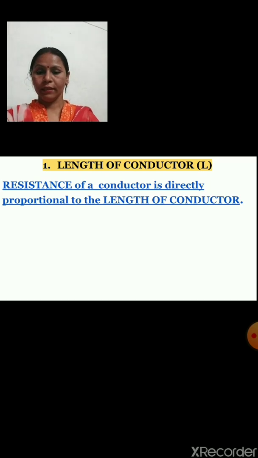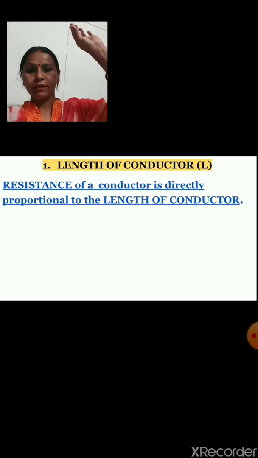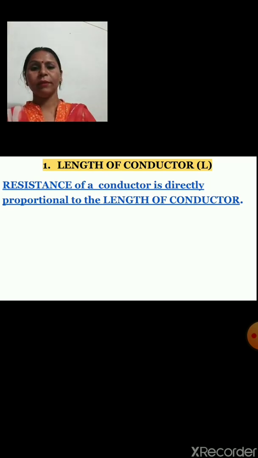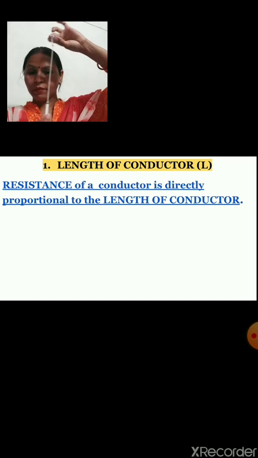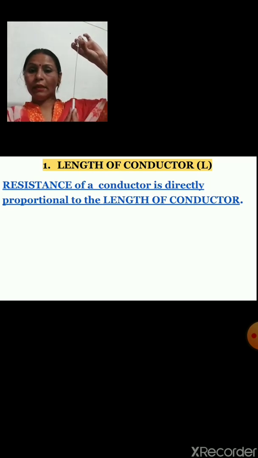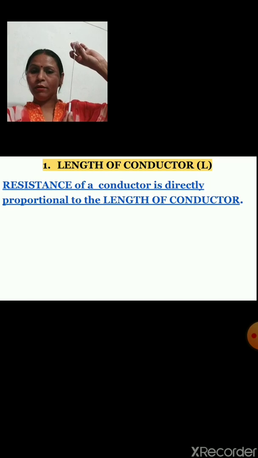Now here, in form of conductor I am taking this wire. A wire is also a type of conductor, so I am taking a wire here. I am taking a short wire here. This is the short wire. If the length of conductor is less, meaning a short wire, then the resistance will also be less. So for a shorter wire, resistance will be small.